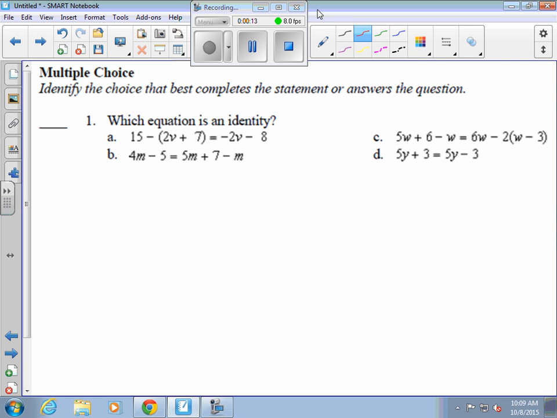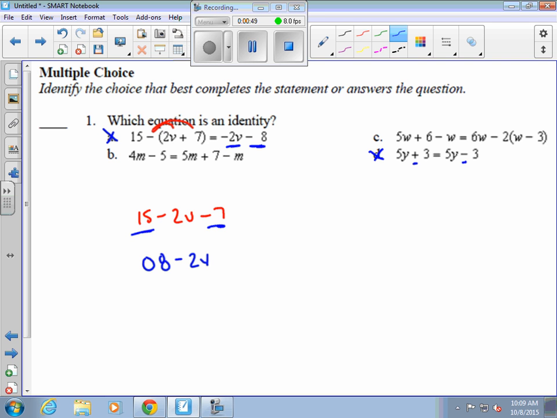If we distribute -2 to both of these, we get 15 minus 2v minus 7. 15 minus 7, or like terms, gives you a positive 8, so it's 8 minus 2v. That is not the same thing as negative 2v minus 8, because the 8 would be positive, so A doesn't work. D's the one that looks the same when you first look at it, but 5y plus 3 is not the same thing as 5y minus 3, so we've got to pick between C and B.